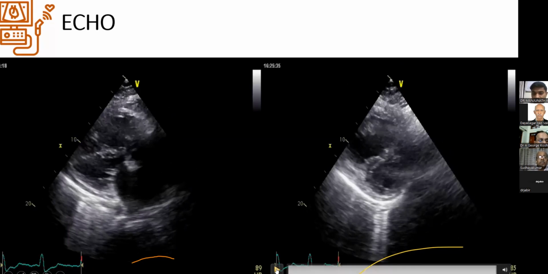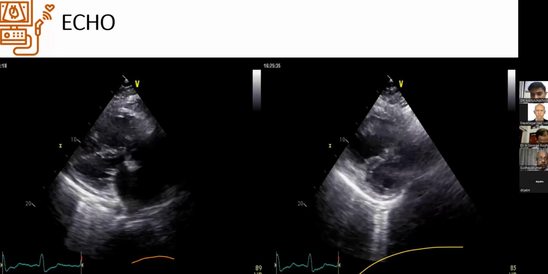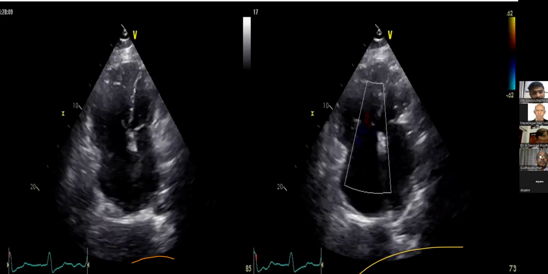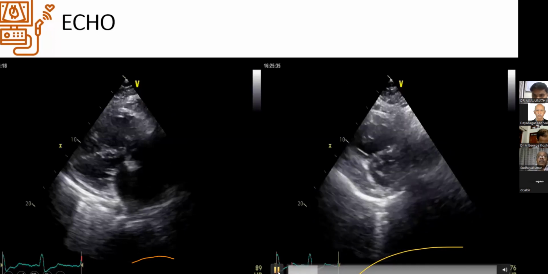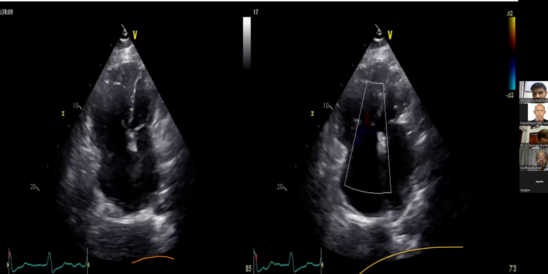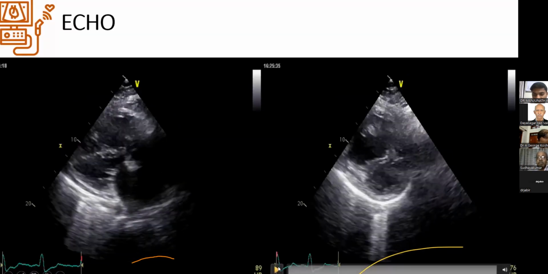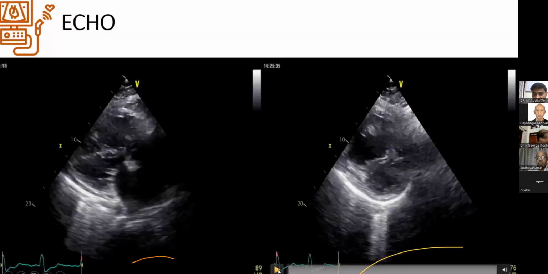There is a D-shaped septum, sir. It's not a D-shaped septum, it's a D-shaped left ventricle. Is it occurring during systole or diastole? There is an ECG down there. Stop it. No, you just go back. So where is that mark there? The mark is near the diastole, near the end of the diastole.